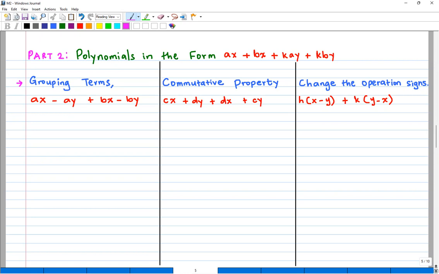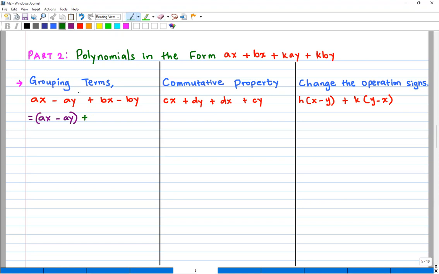For instance, we are having ax minus ay plus bx minus by. We can first group it and say that ax minus ay is the first group. The second group will be bx minus by. You see that? After grouping them, we go ahead and factorize each group at a go. Now, let me use a different color. It will make more sense. You will understand it very well.